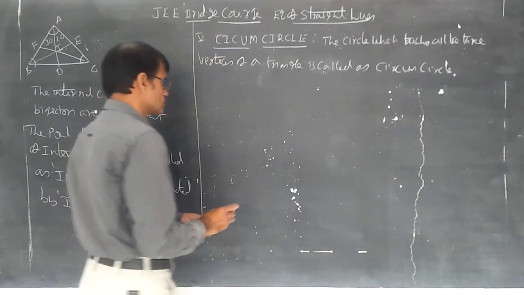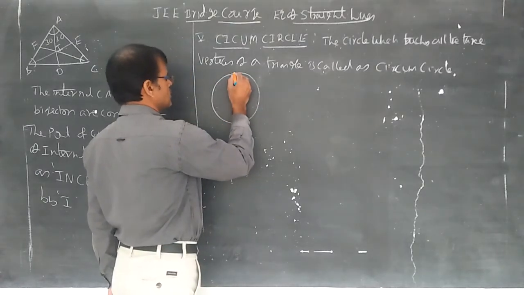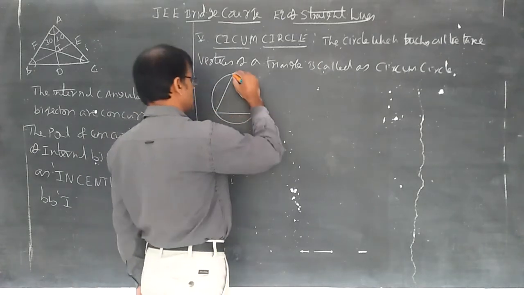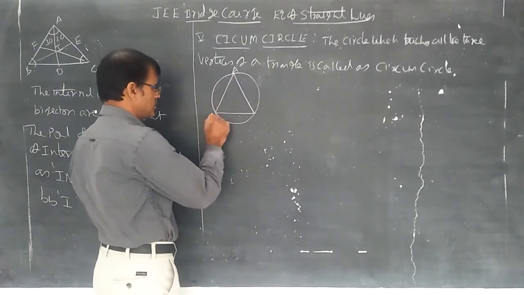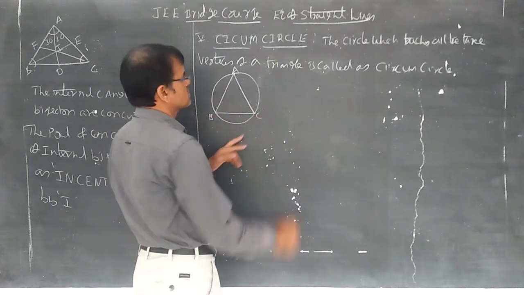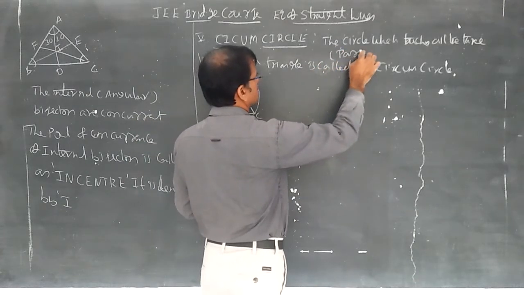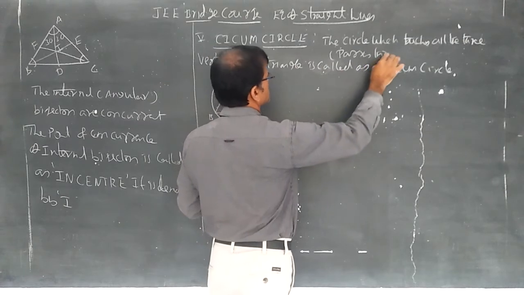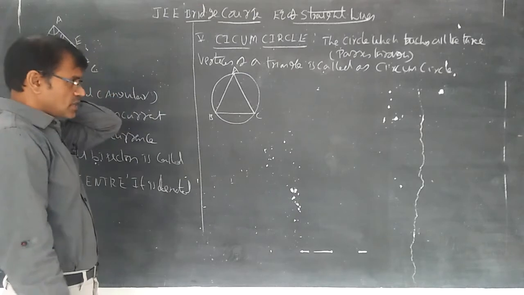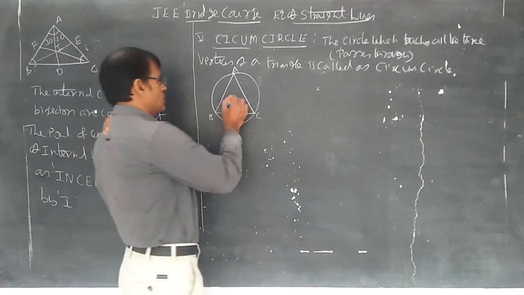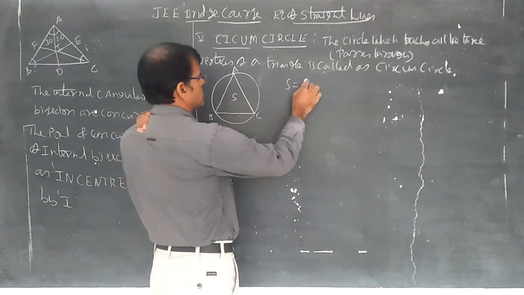Circumcircle. First of all, let us draw a circle. In that you draw a triangle. Now you can try to understand. A, the circle touches this vertex. B, the circle touches this vertex. Otherwise, the circle passes through also. You can write: the circle touches or passes through all the vertices. This is circumcircle.